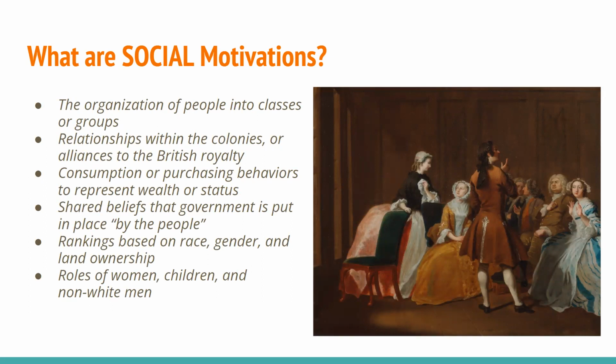Social motivations. We're looking at the organization of people into classes or groups. We're looking maybe at relationships within the colonies or different alliances to the British royalty. We might be looking at consumption, purchasing behaviors that represent wealth or status. Maybe shared beliefs that the government is put in place by the people for the people. Rankings based on race, gender, and land ownership. And the roles of women, children, and non-white men. These might be things that we're looking at when we're looking at social history, okay? So pause the recording, write your own definition. What is social history in your own words? And when you're ready, let's come back.